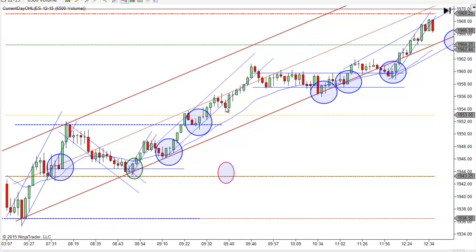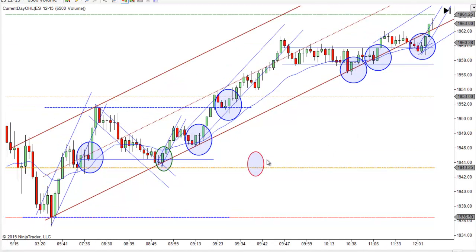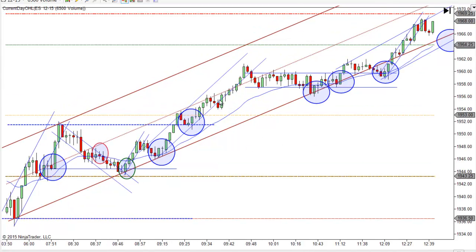You got a break here. You don't have much room before the high, and this is the high of the day now. So you can't be going long right there. Let me put this back where it belonged. So you don't want to go long there, even though it would have worked.